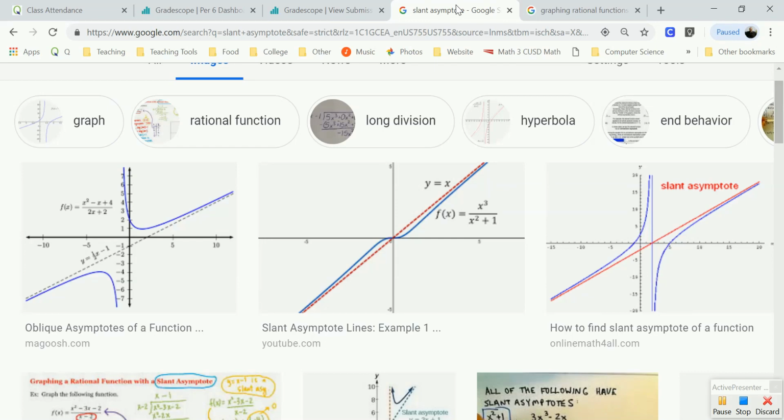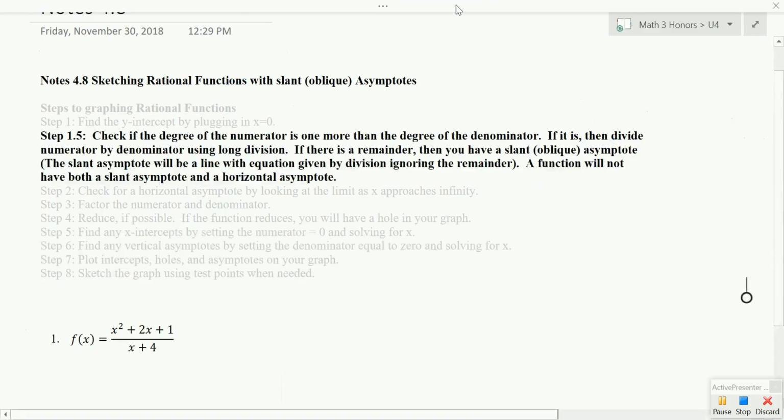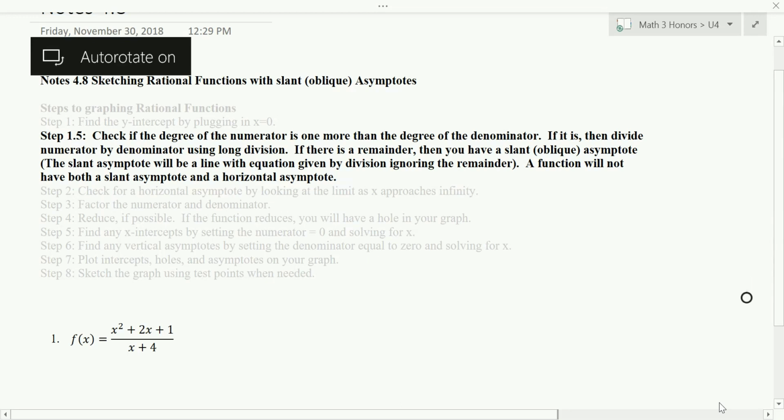So that's what we're going to start to look at. We're going to have some functions with them, look at how to recognize that they do, and how to graph with them. So number 1 here, we're still going to go through these steps that I gave you. We're just going to have one additional step. From now on, instead of the 8 steps, you'll have these 9 steps.